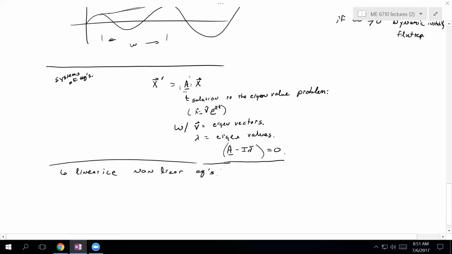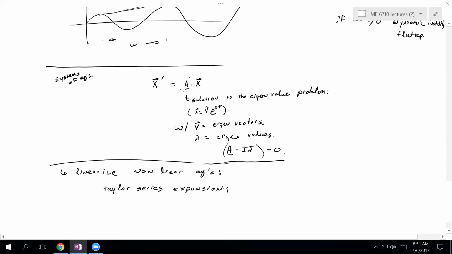So we seek to linearize nonlinear equations, and I've got a couple of useful tools to do that. Our big one is the Taylor series expansion. To some degree, we might say that the Taylor series expansion is the primary tool that we use to derive those.